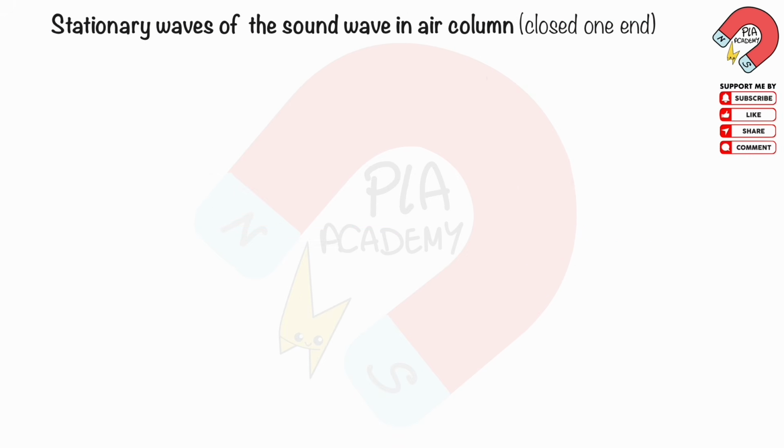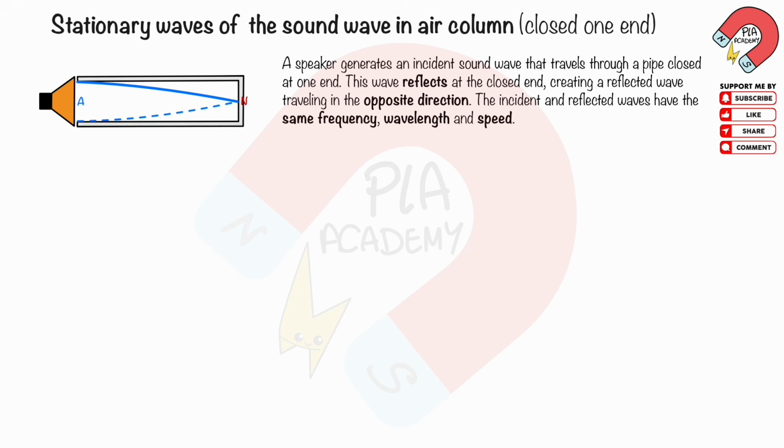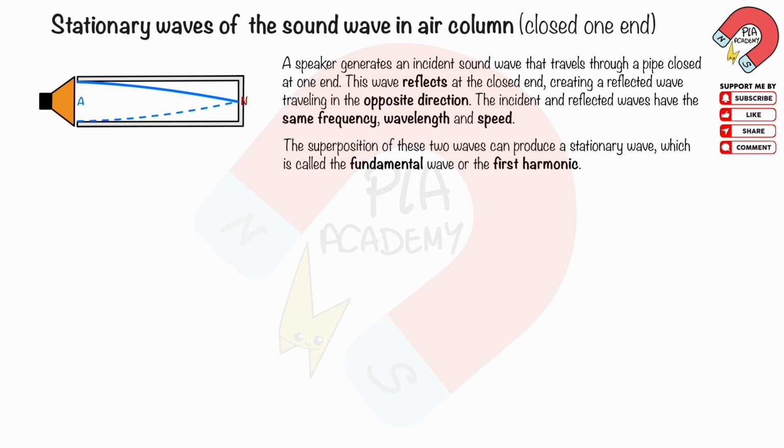The stationary wave of a sound wave in an air column closed at one end. A speaker generates an incident sound wave that travels through a pipe closed at one end. This wave reflects at the closed end, creating a reflected wave traveling in the opposite direction. The incident and reflected waves have the same frequency, wavelength and speed. The superposition of these two waves can produce a standing wave.